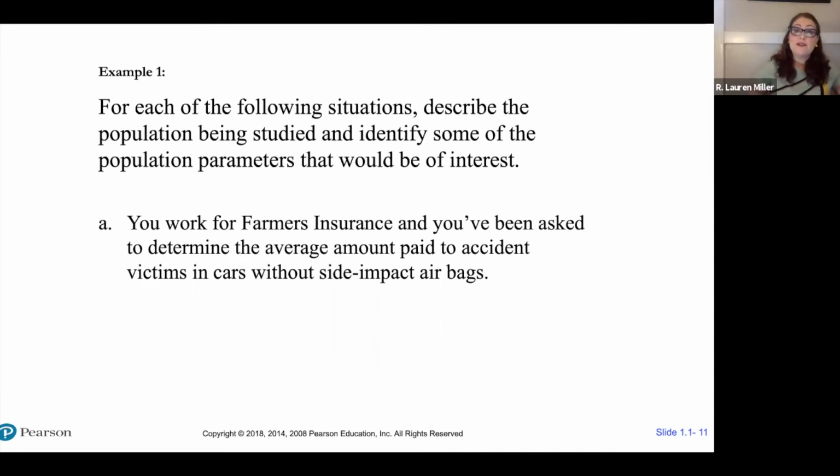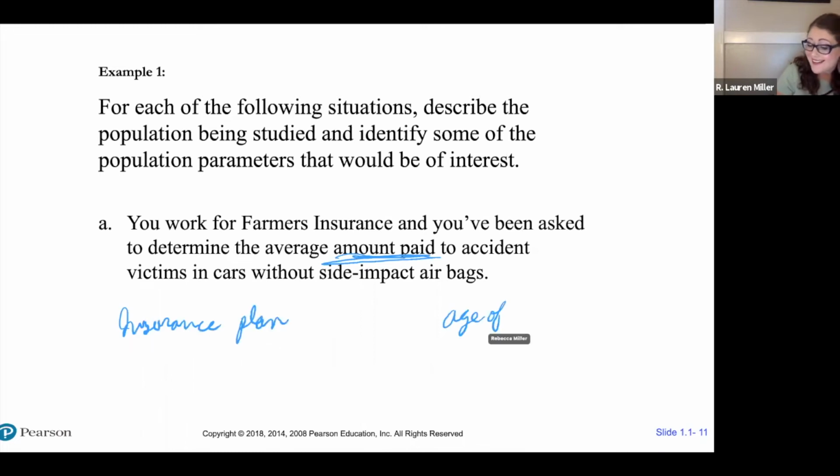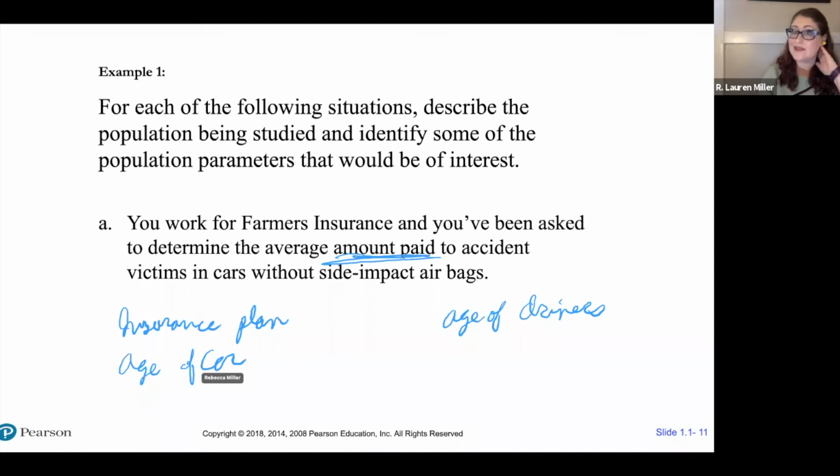So let's say you work for Farmers Insurance and you've been asked to determine the average amount paid to accident victims in cars without side impact airbags. So one parameter we might want to know is what is the actual amount paid, right? We also might want to know what type of insurance plan they had. We also might want to know the age of the driver because younger drivers and older drivers are more likely to get in car accidents. Maybe we want to know the age of the car because I'm pretty sure side impact airbags are standard, but I know nothing about cars. I really hate driving.